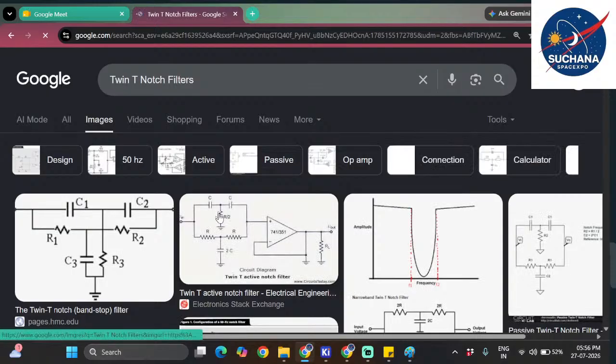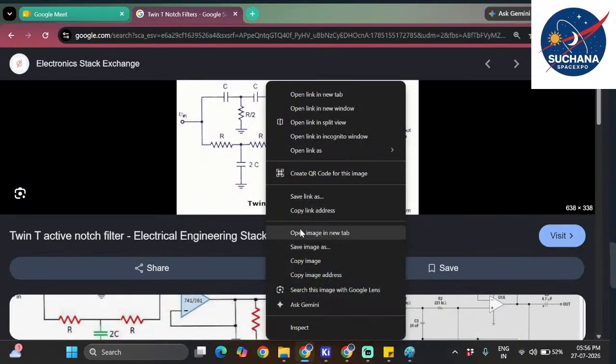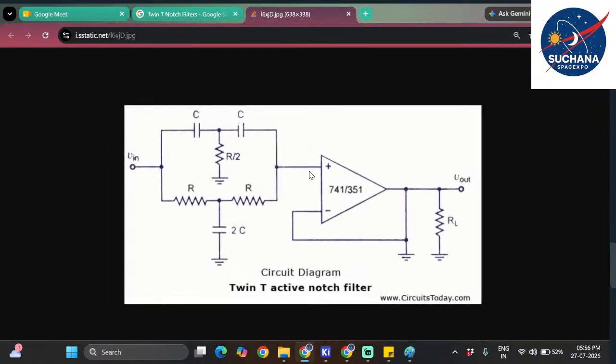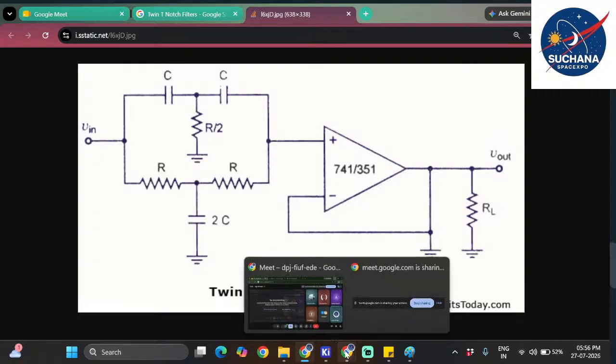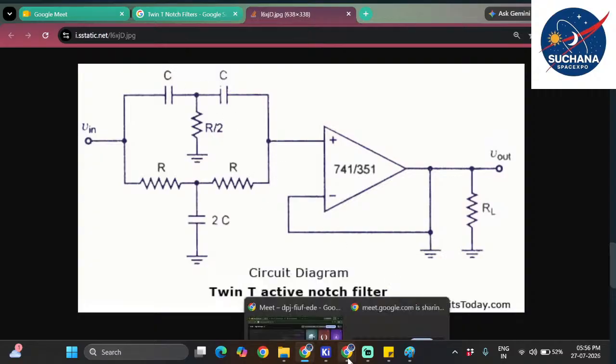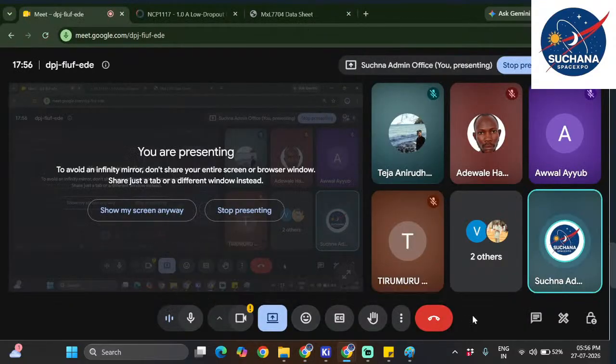See, this is a circuit diagram of the twin-T notch filter. How many of you are aware of this particular filter? Any idea? Or is this the first time that you are hearing the term twin-T notch filter?